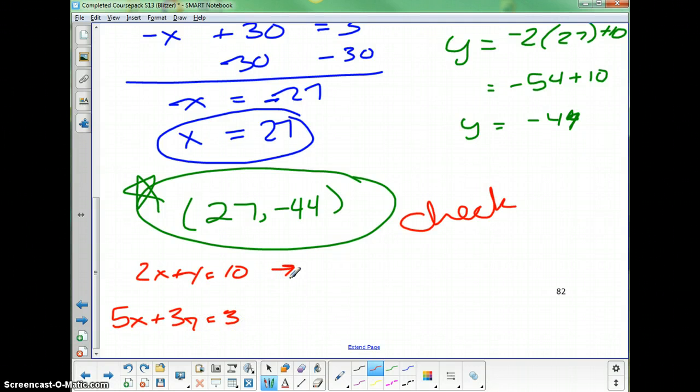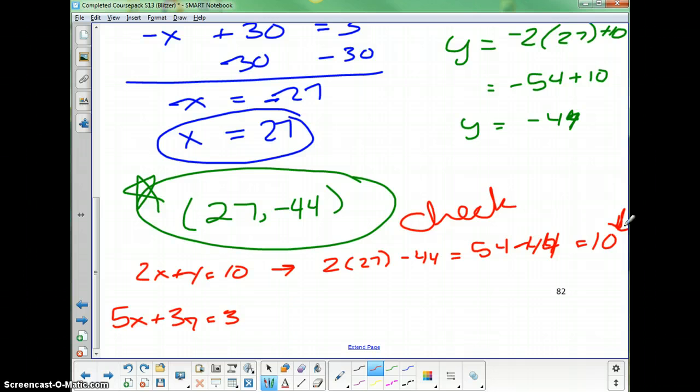Let's check the first one. 2 times x, so that's 2 times 27 plus y, so plus negative 44. Let's see what that's equal to. 2 times 27 is 54, minus 44 is 10. So this one checks.